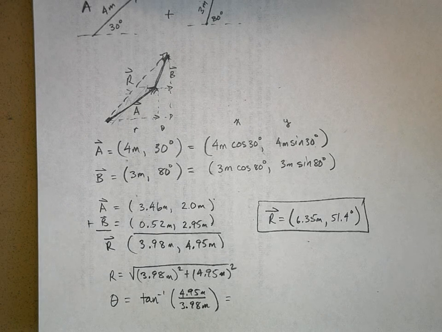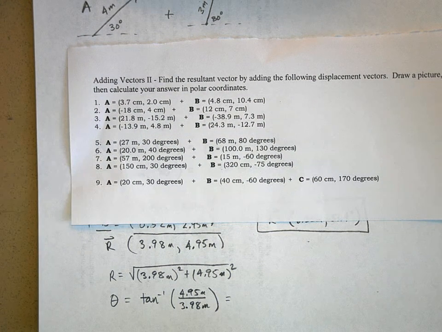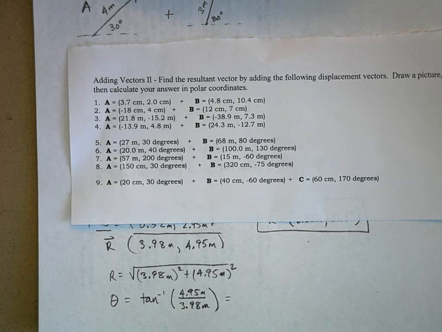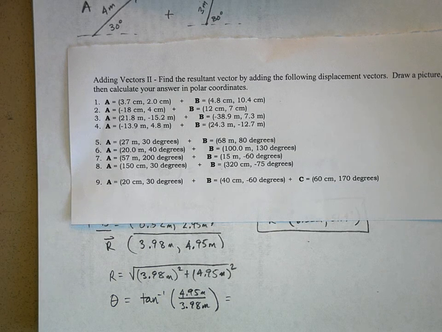Now here are the 9 problems you are to do. Right here. Notice 1 through 4 are already in rectangular coordinates. It makes it a little bit easier. But 5 through 8 are in polar coordinates, so you will have to convert them to rectangular coordinates before you can add them. And then number 9, I'm giving you 3 vectors to add. You just follow the same process, but you do it for 3 vectors instead of 2. So try that out. Okay? Good luck.